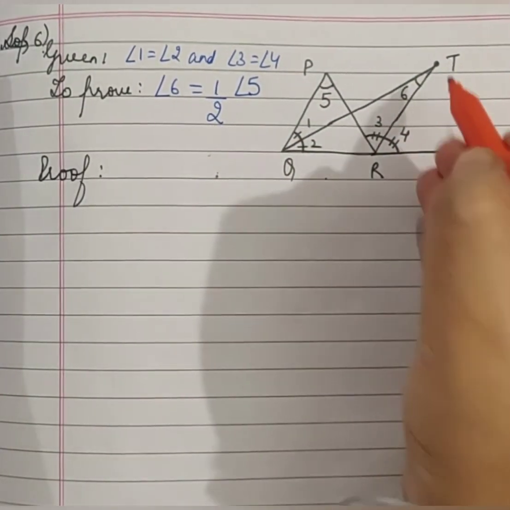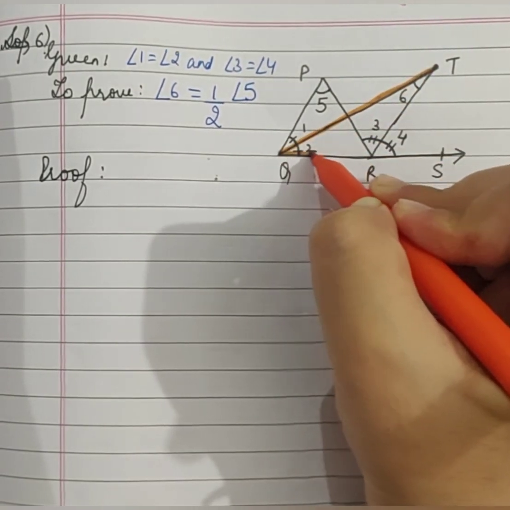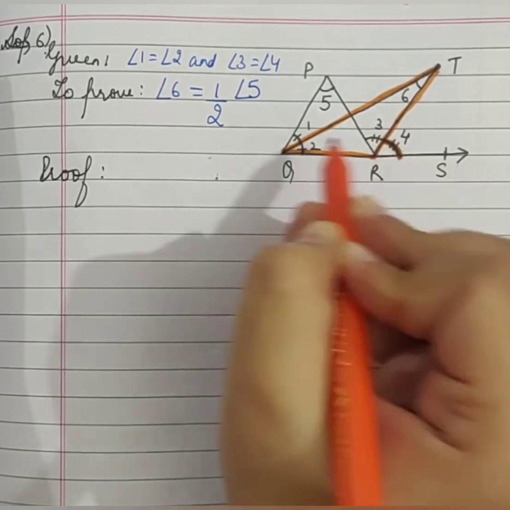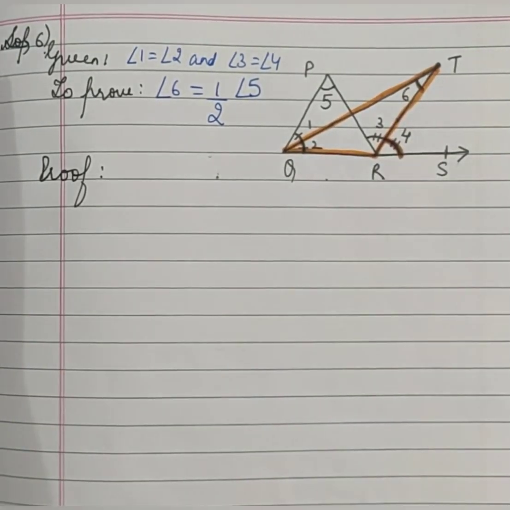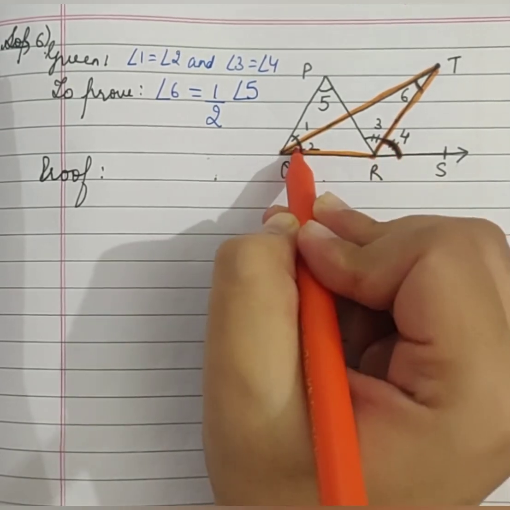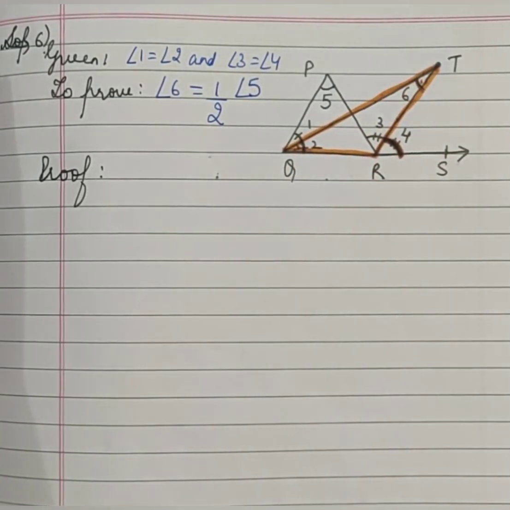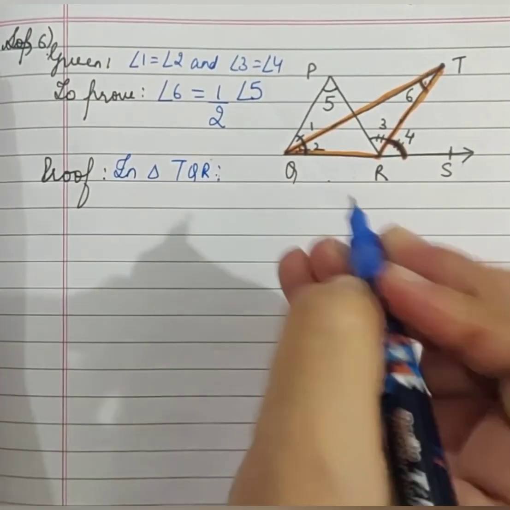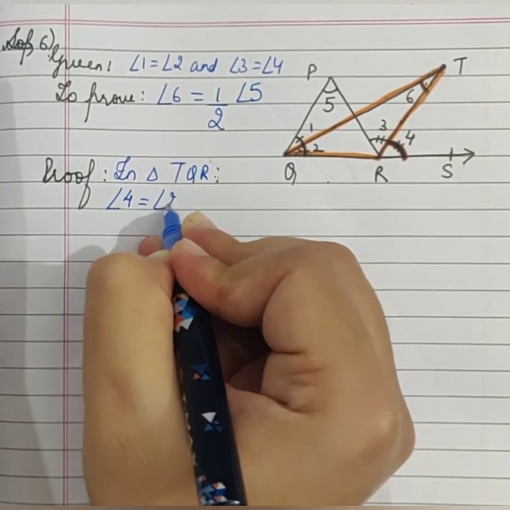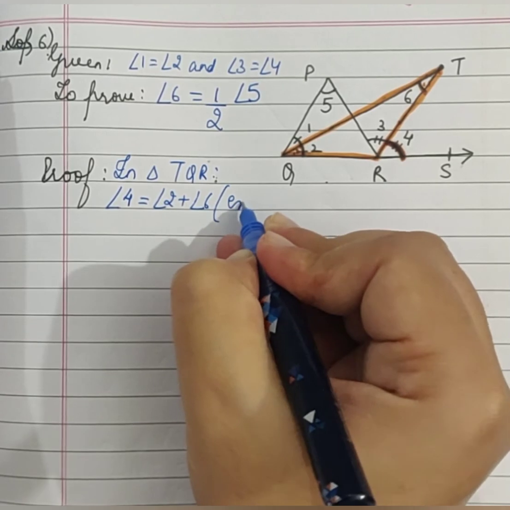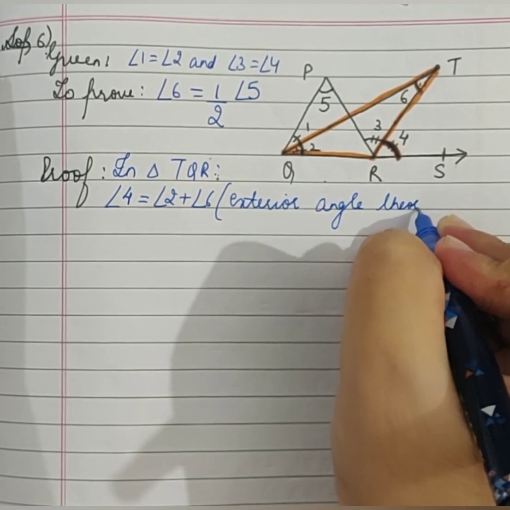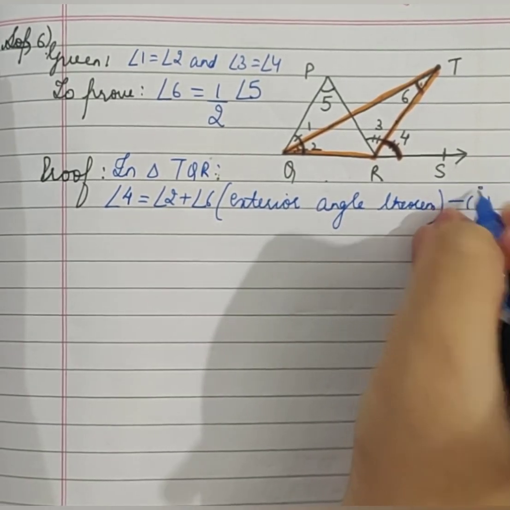Let's take triangle TQR first. If I use exterior angle theorem in this triangle, what will happen? Angle 4 will be equal to angle 2 plus angle 6. Angle 4 is an exterior angle, so it will be equal to the sum of the two interior opposite angles. Same statement I will be writing here. In triangle TQR, angle 4 is equal to angle 2 plus angle 6. Reason is exterior angle theorem. Let us consider it as equation number 1.